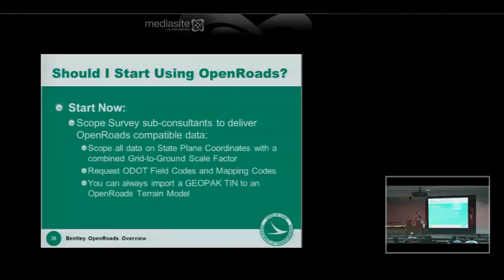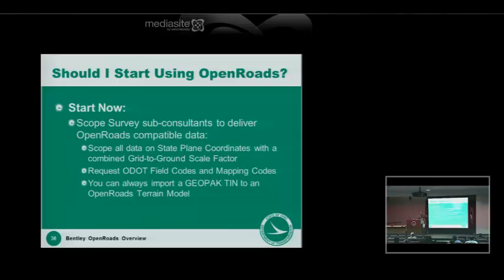Some things you can do now. Scope survey sub-consultants to deliver OpenRoads compatible data. Well, ideally, yes, but you at least probably want to scope them to deliver data on state plane grid and give you the scale factor. But at least you've got the tools that you need to enable that grid-to-ground geographic coordinate system at a future date. You guys know this already.